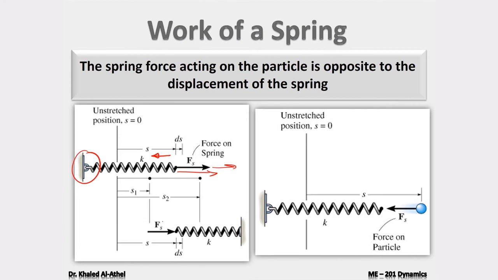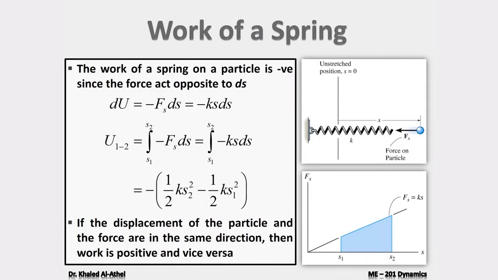If you have a spring and you are pushing it with this force, the spring will want to push you back to go back to its natural position. Therefore, the work done by the spring force is always negative, because the spring always gives you a force that is opposite to the displacement. So this is the first rule that we have to discuss.